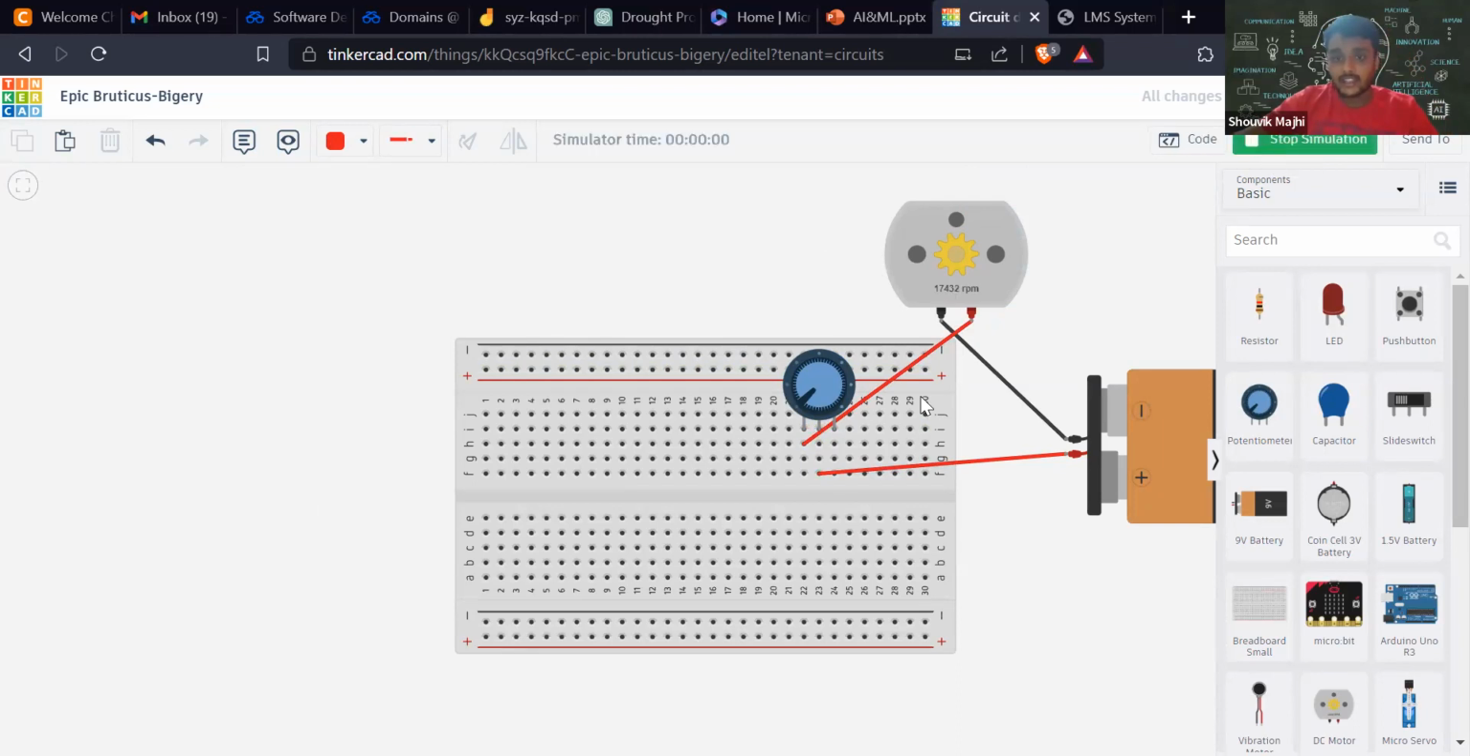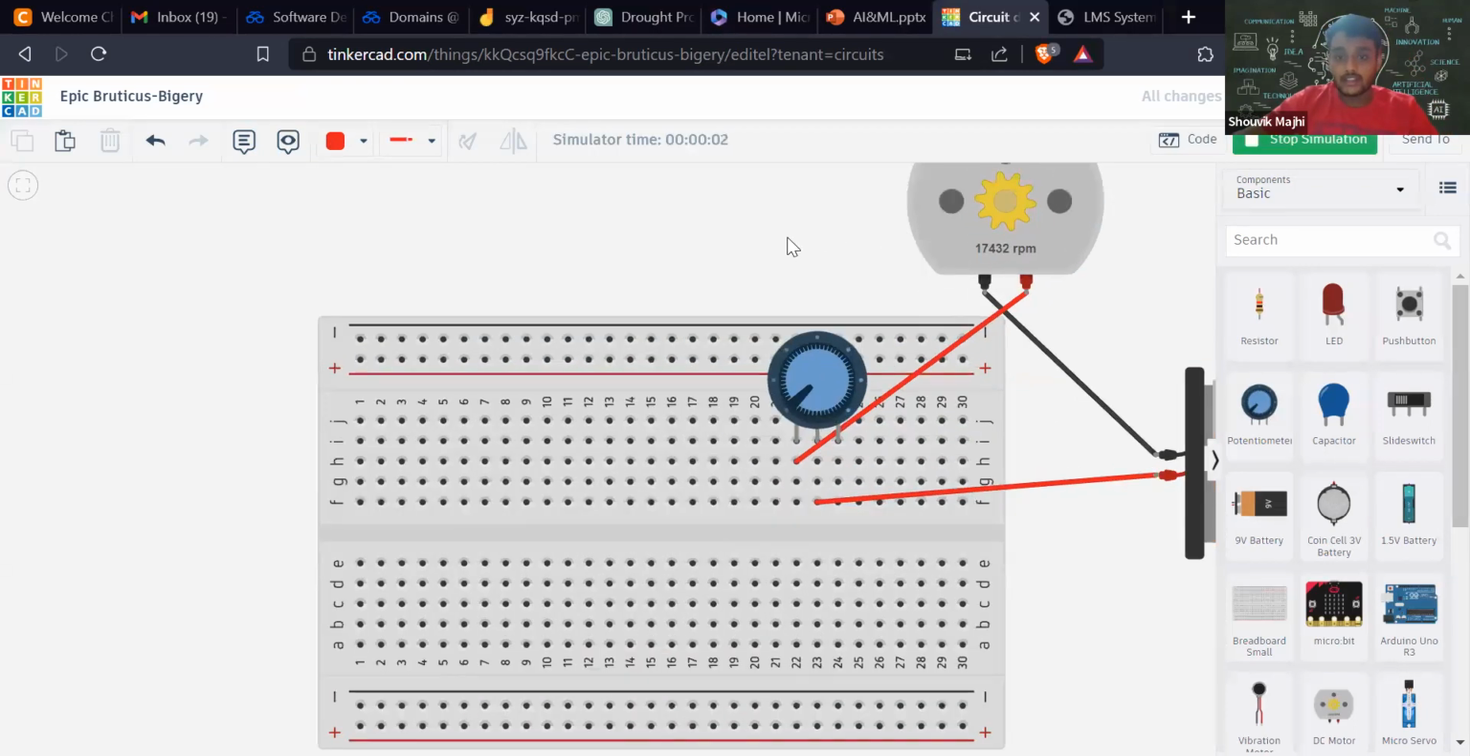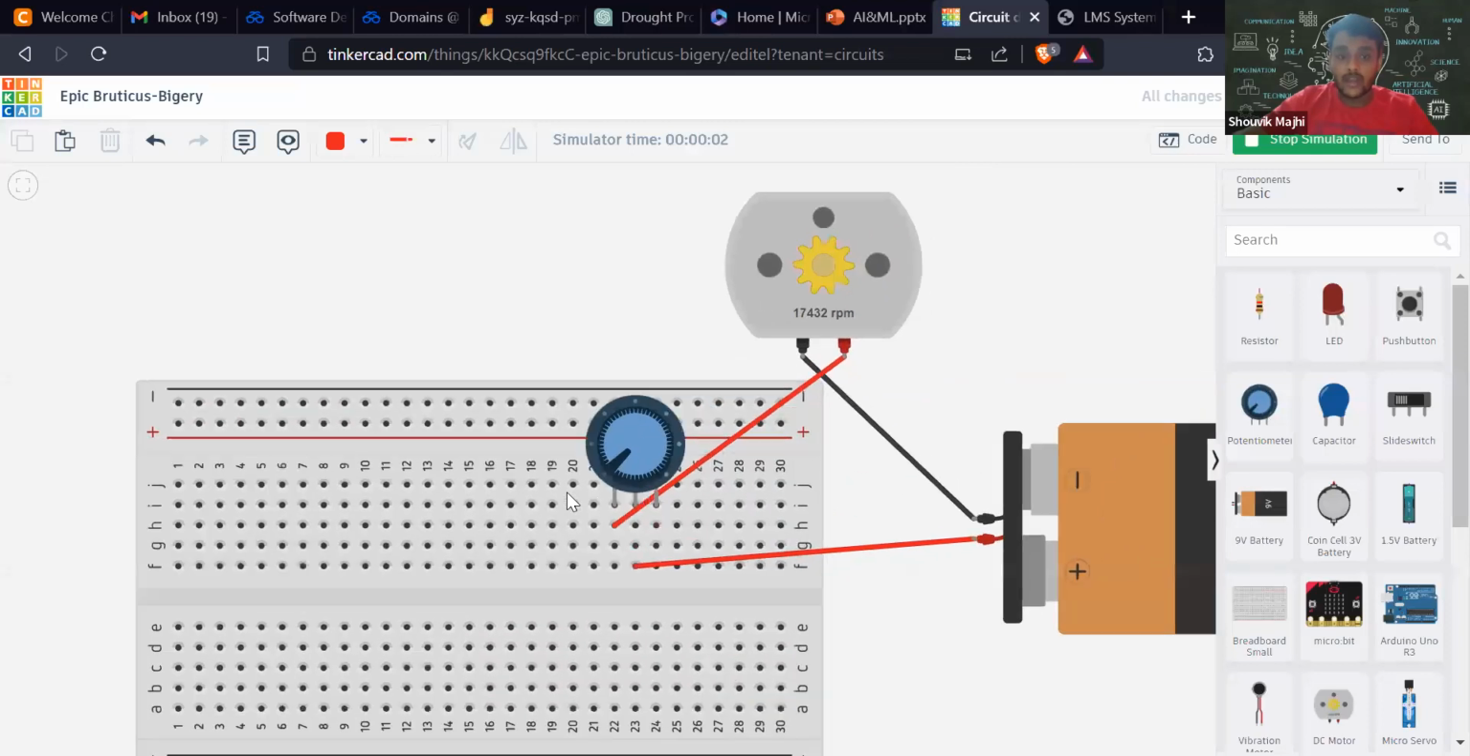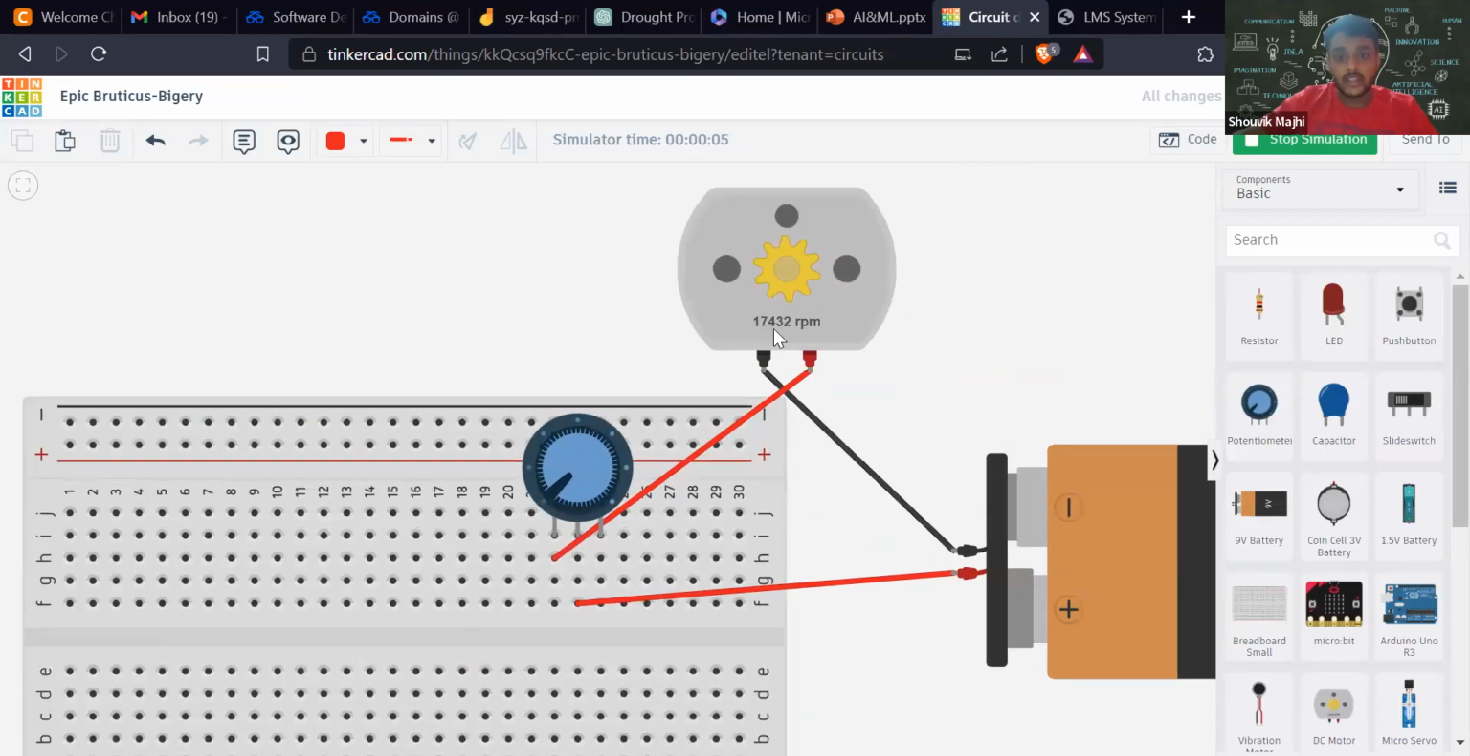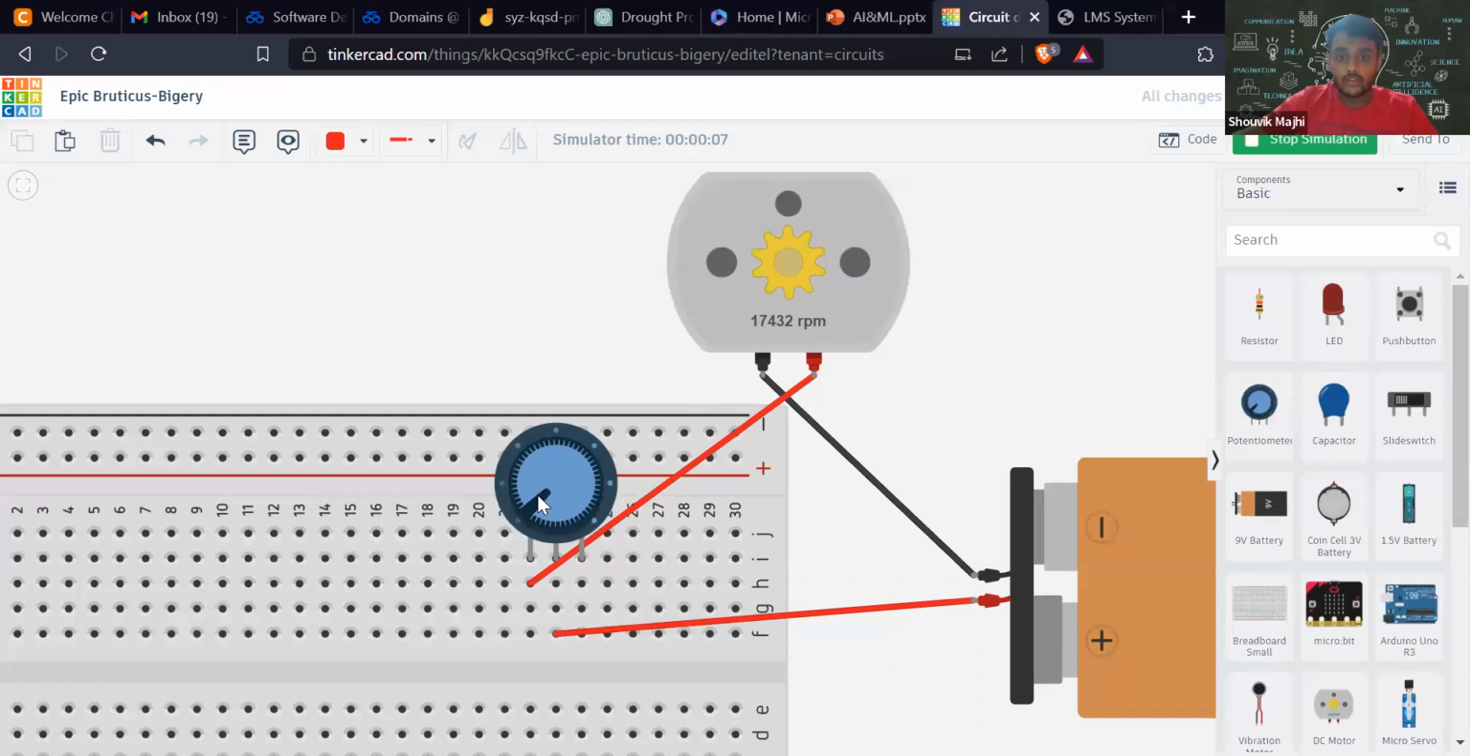So if I start the simulation, see my resistance is low over here, right? My resistance is low, so the motor speed is very large, 1742432. Whenever I increase the resistance, my motor speed keeps on decreasing. See, it keeps on decreasing and finally it almost stops, right? It doesn't stop, but rotates at a very slow rate, like 5 RPM. Again, when I reduce the resistance of the potentiometer, its speed gradually increases.